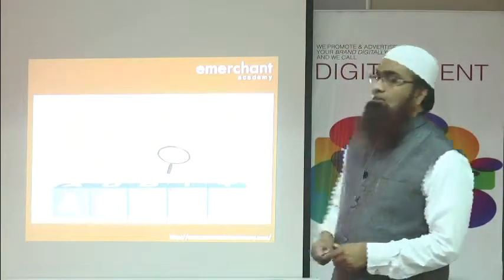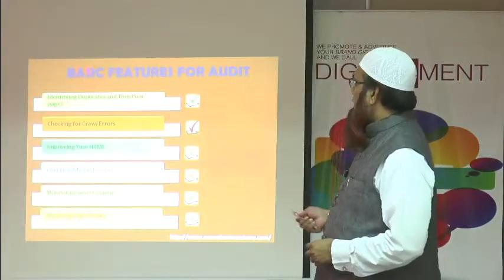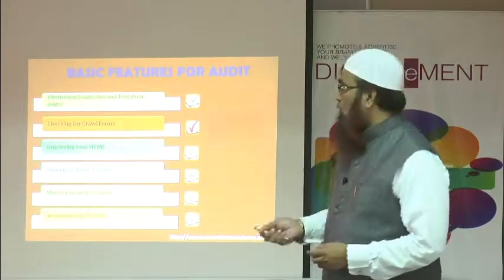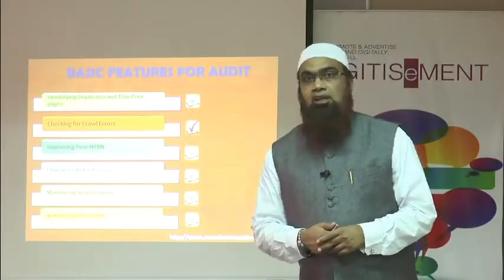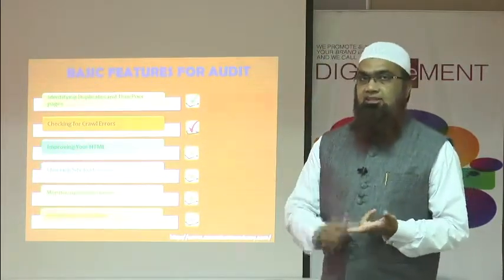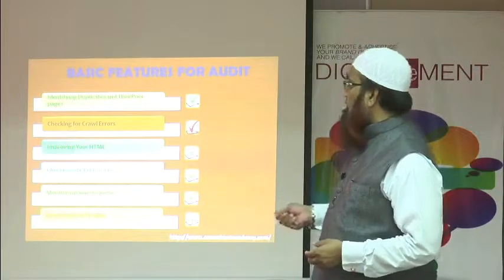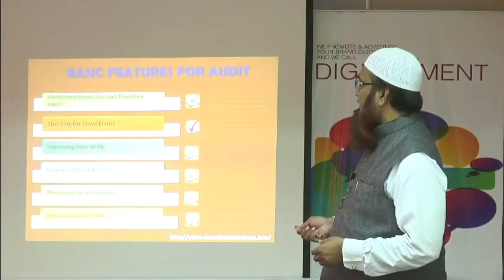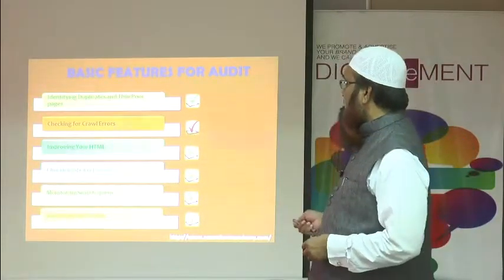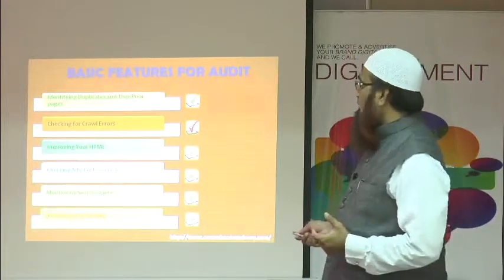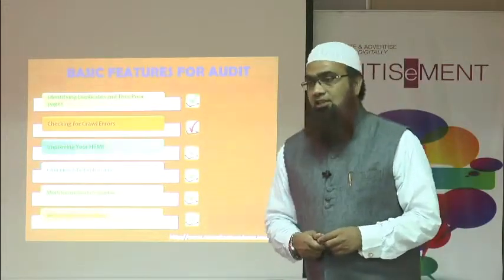Now let's run a basic audit report for your Google Webmaster. The basic features of the audit report would be identifying duplicate and thin, poor pages. How many pages are duplicate? How many pages carry a duplicate title tag, description tag, or duplicate content, or a weaker page which is not appropriate? The second important aspect that we will check is crawl errors. Is there any error on this website in terms of crawlability by the Google robot? Then improving your HTML, that is code optimization.